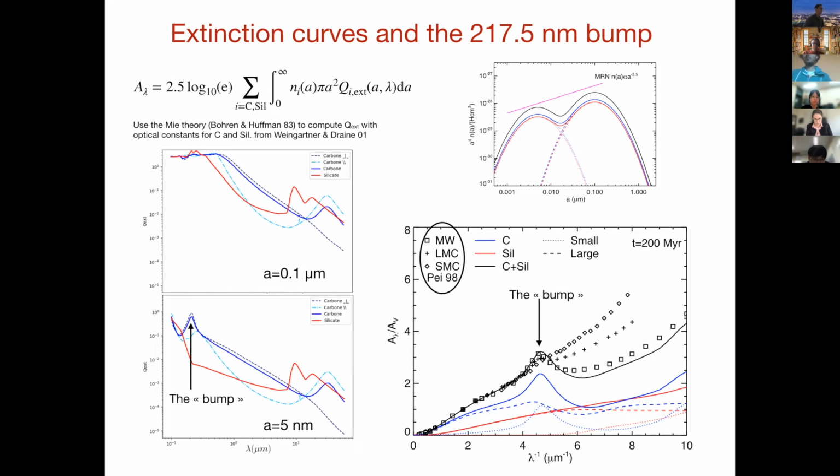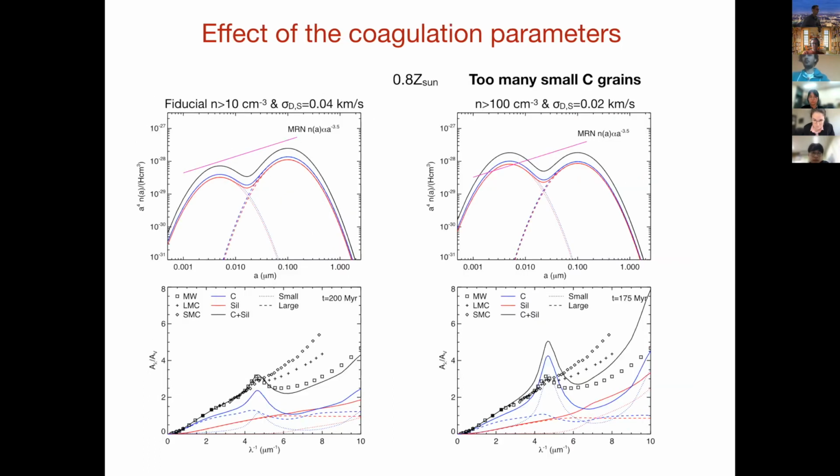The points are observational data for Milky Way, SMC, LMC. And our galaxy should resemble a bit the Milky Way. It's lower mass, but the same metallicity. So there are good reasons to think it should resemble the Milky Way. And you see that we nicely reproduce the bump, and this bump is due to carbon grains, and in particular, the small carbon grains. Okay, so I think it's an interesting success and prediction from this model.